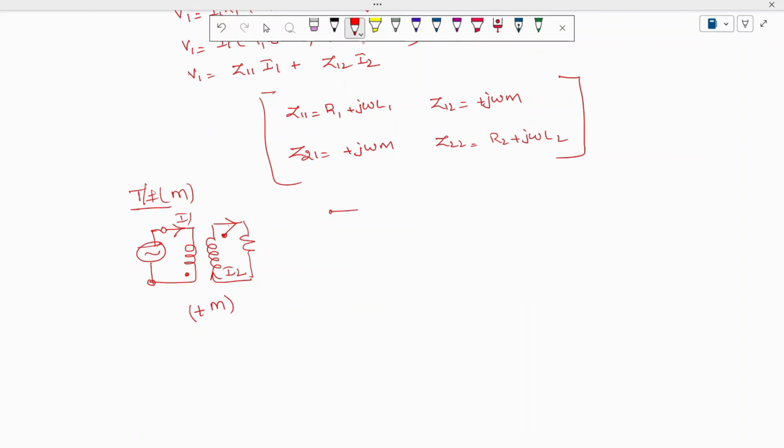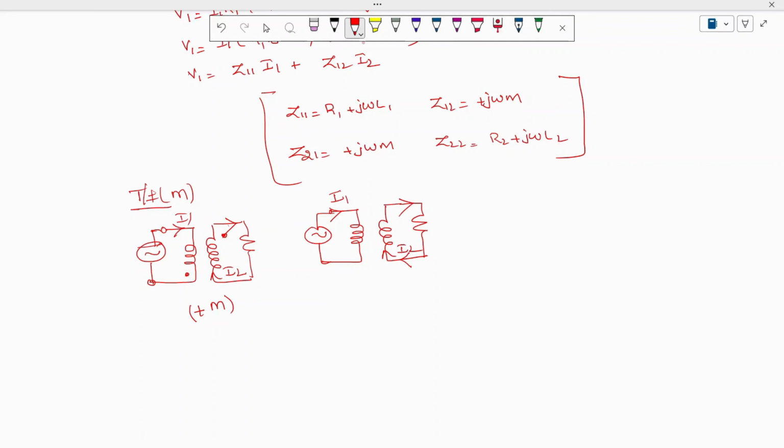And for the same circuit, this is the primary of the transformer and this is nothing but the secondary of the transformer, where the primary is excited with AC supply and the secondary is connected to the load. Okay, therefore the current flows in this direction, which is I2. Here the current flows in this direction, which is nothing but I1.